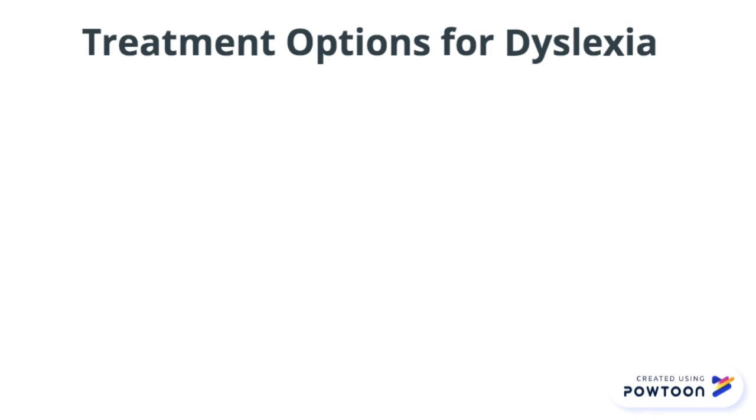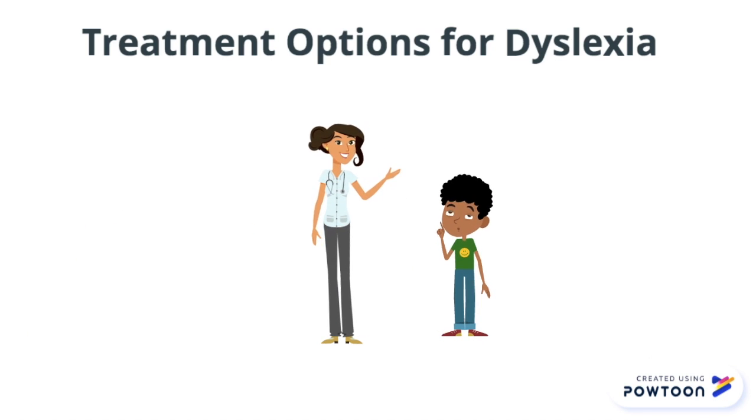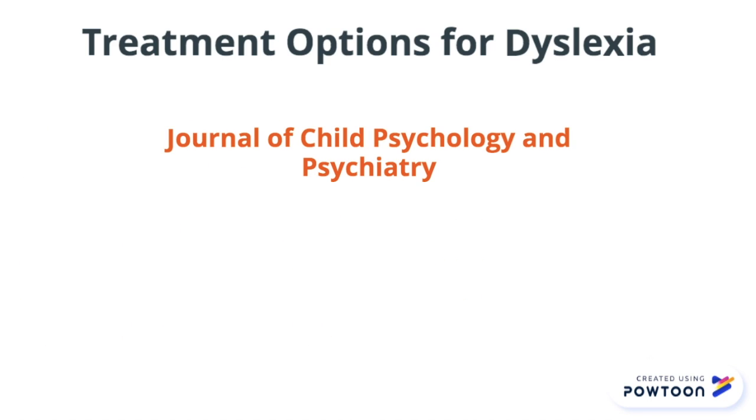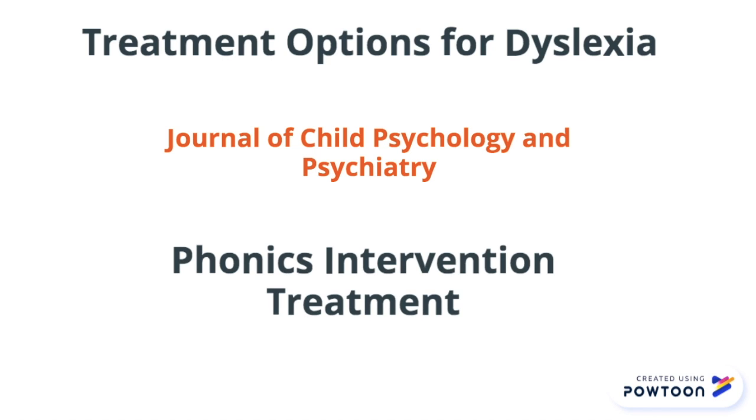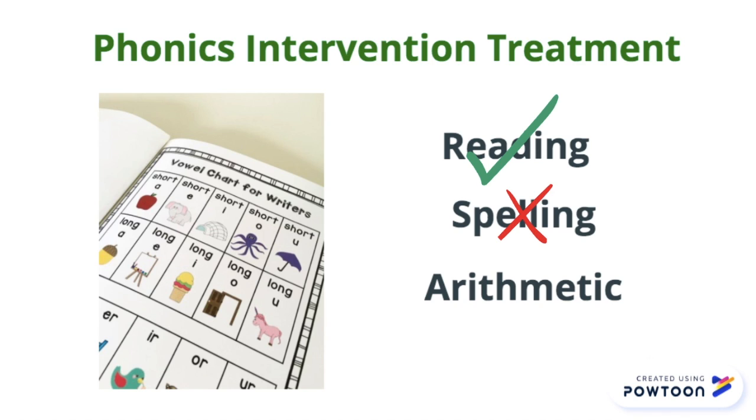I actually chose this topic as my first choice because I have dyslexia and I wanted to learn more about it. So for the additional source, I wanted something regarding treatment options for people with dyslexia. An article posted in the Journal of Child Psychology and Psychiatry found that phonics intervention treatment, that is a method of teaching people to read by correlating sounds with letters or groups of letters, was effective to help people with reading but not spelling or arithmetic.